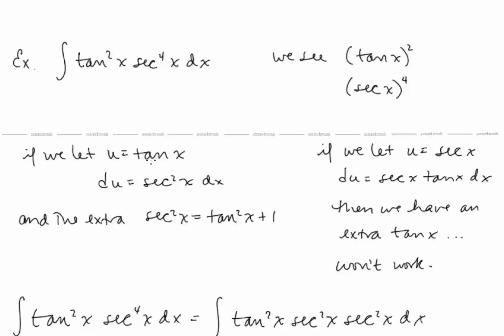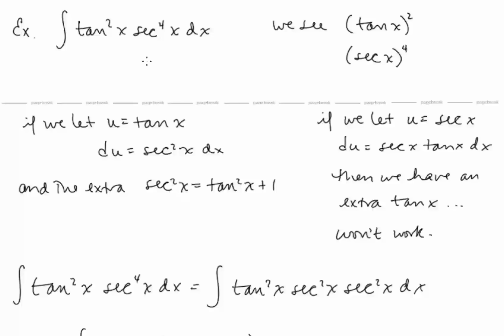If we let u be tan x, then du would be secant square x dx. So if u is equal to tan x, then du would be secant square x dx, and we would have an extra secant squared x, and that's okay because it would get replaced by a tan square x plus 1. So this would be a u square plus 1, and that should work. Let's take a look at the other option.